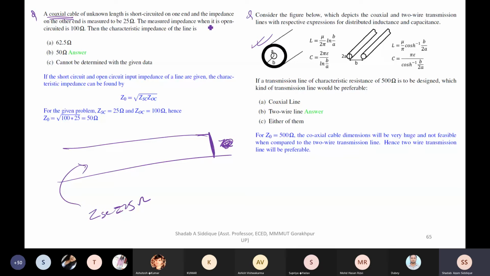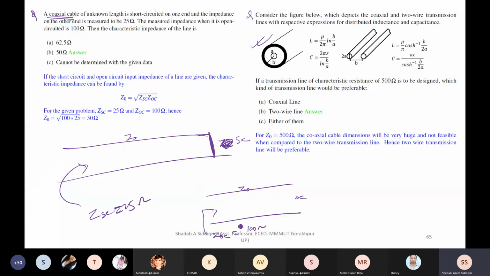Now the measured impedance when it is open circuited: ZOC is found out to be 100 ohm. This is open circuited, this is short circuited. Now you need to find the characteristic impedance Z0 of the line.